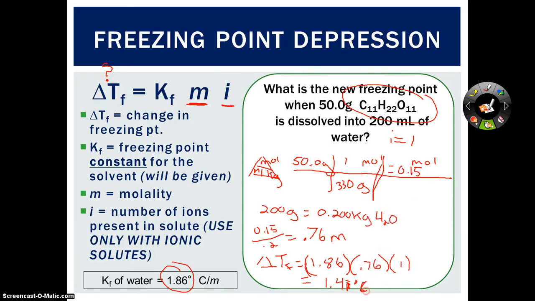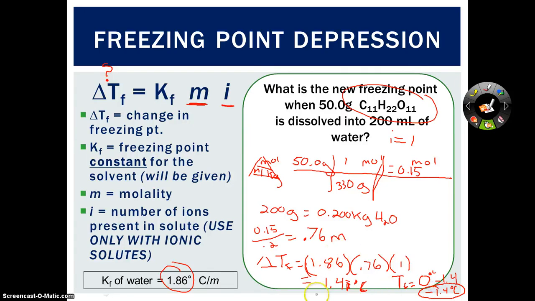Now this is my delta Tf. So remember, freezing point depression. I want to know what the new freezing point is, so I have a little bit more work to do. Freezing point for water is 0, right? Minus 1.4 is the depression. It gives me a negative 1.4 degrees Celsius. That is the answer to my question.